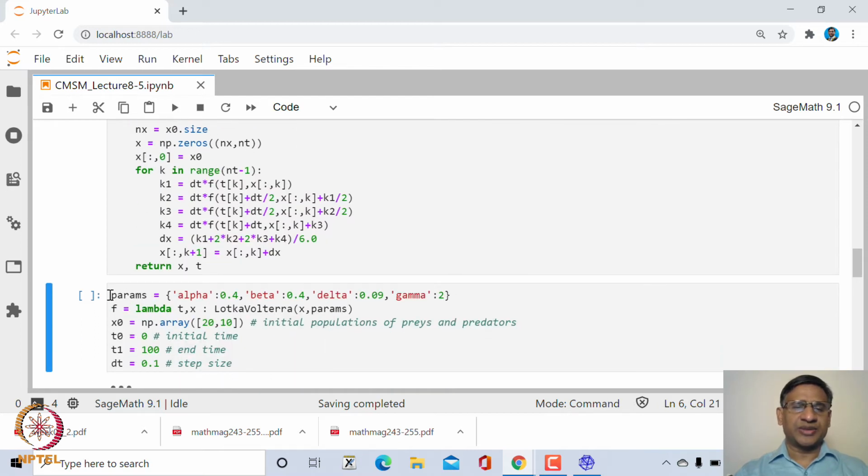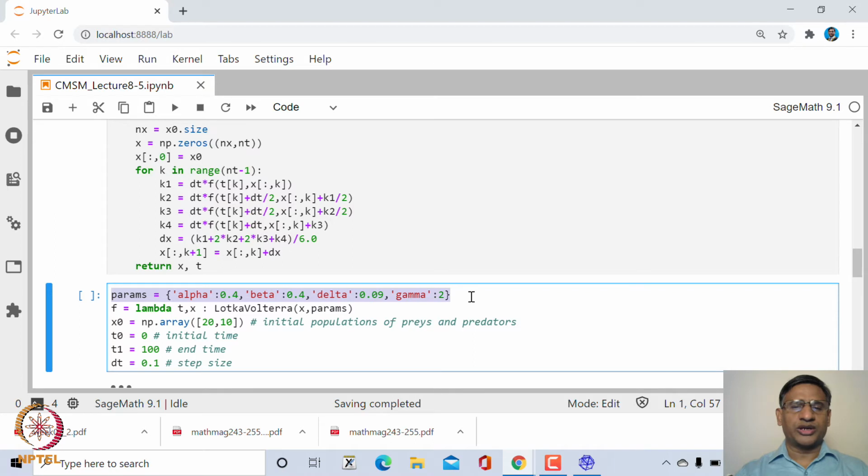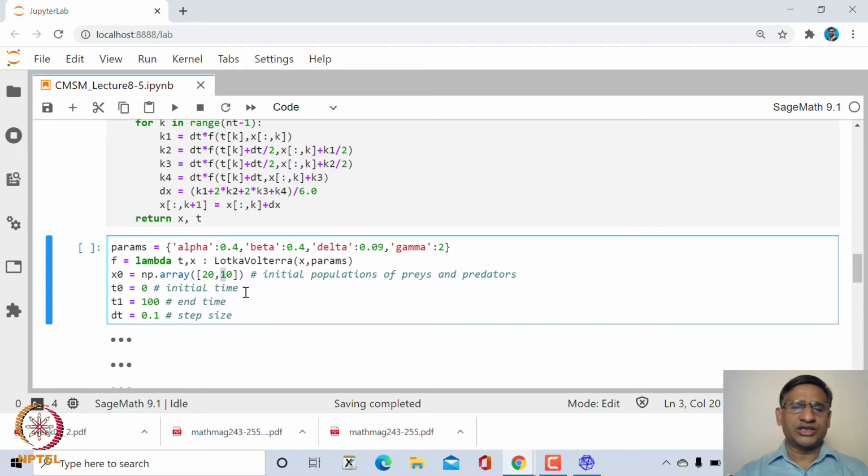So, we are taking the parameters alpha equal to 0.4, beta equal to 0.4, delta equal to 0.09, and gamma equal to 2, and f is the lambda function defined over t, x of Lotka-Volterra x with parameters. Then initialize x naught, which is the initial population of the prey and predators. Let us say there are 20 prey and 10 predators to begin with. t naught is 0, that is the initial time, t1 is let us say 100, that is the end time, and dt, the step length, is 0.1.